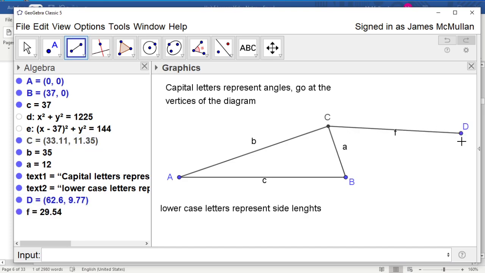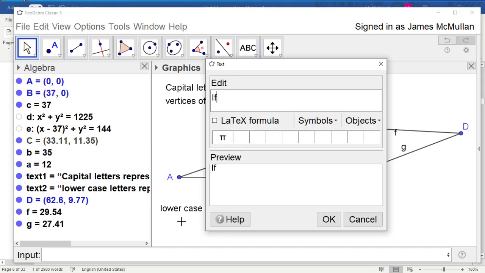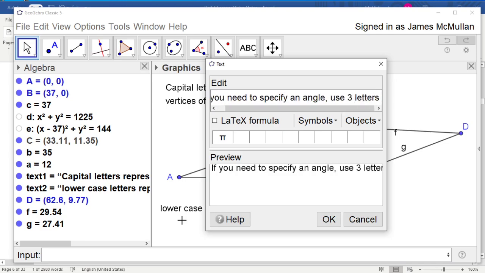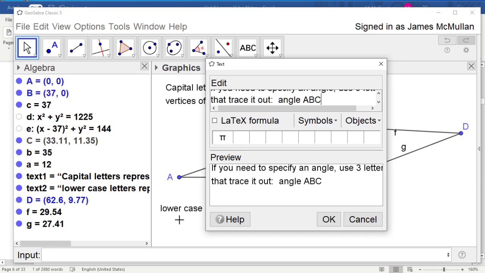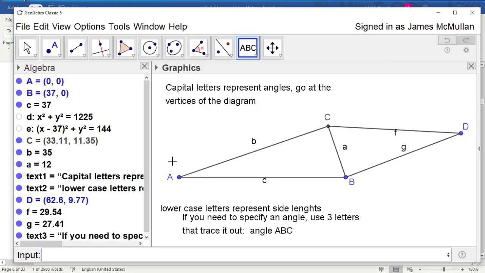Okay? If you're talking about an angle where it's confusing which angle you mean, for example, let's say I was looking at this shape and I wanted to talk about the angle B, but the one that was over here, not the one that was over there. If I say angle B, you won't know which one I mean. So if you need to specify an angle, use 3 letters that trace it out. For example, angle ABC would mean you start at A, go to B, go to C. I know what angle that is. It's this angle down here in the corner.